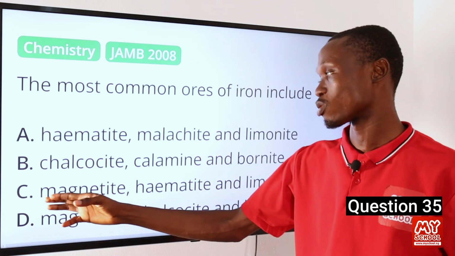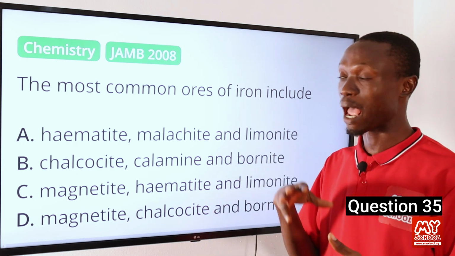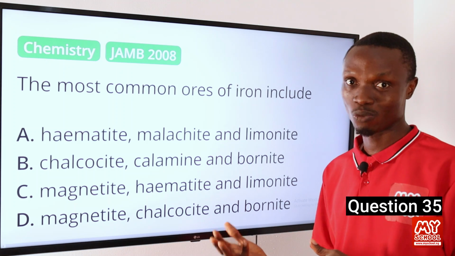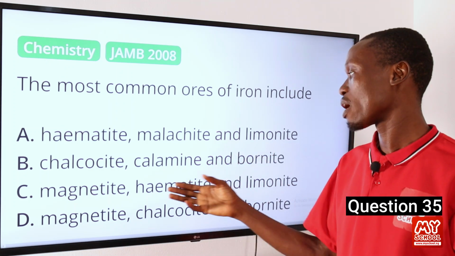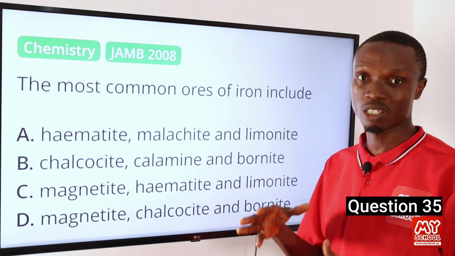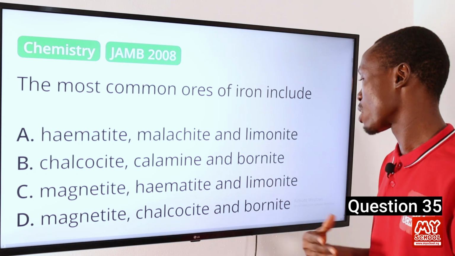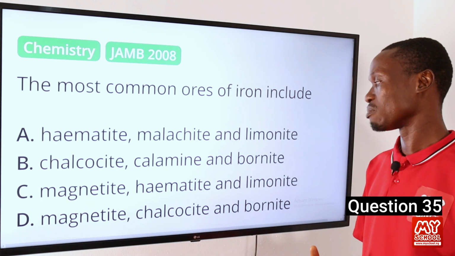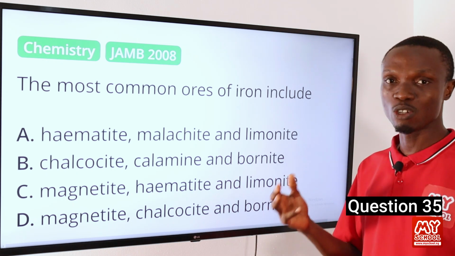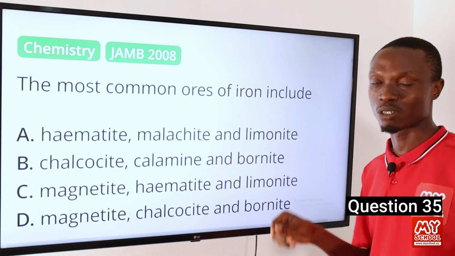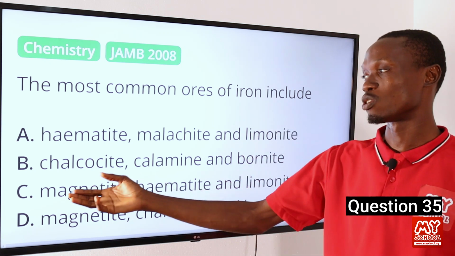So the answer to this question is magnetite. Magnetite is actually tri-iron tetraoxide, which is Fe3O4. While hematite is iron(III) oxide, Fe2O3. And limonite is just like the hydrated form of hematite, because it's actually Fe2O3 dot 3H2O. So the correct answer to this question is option C.